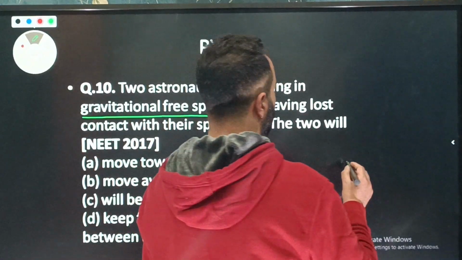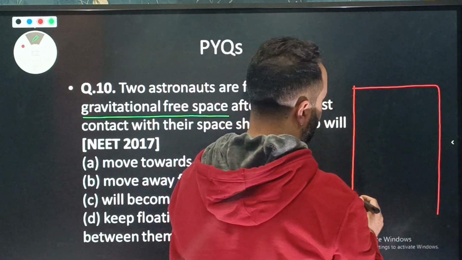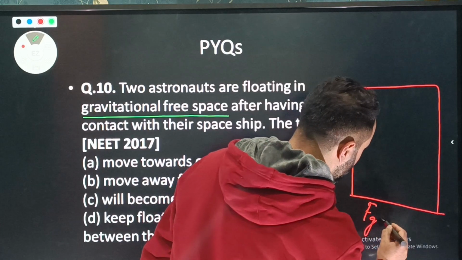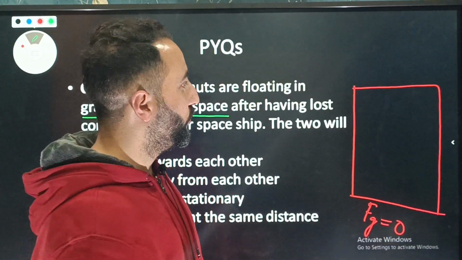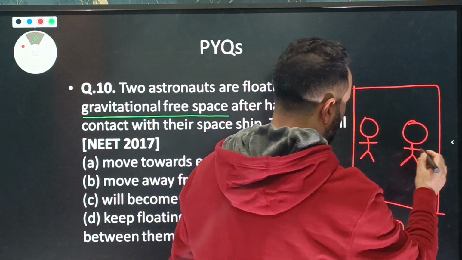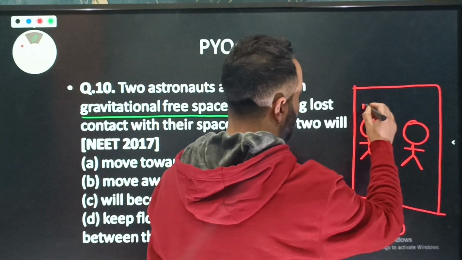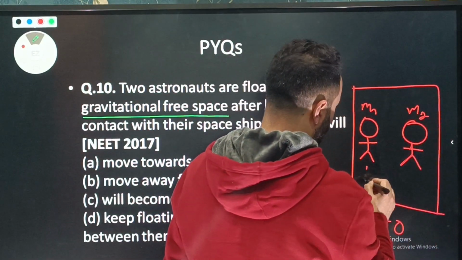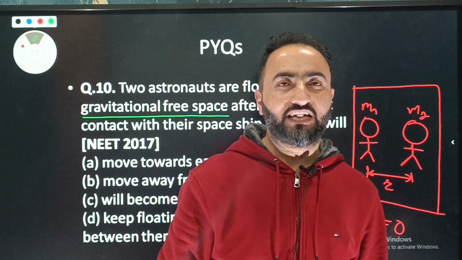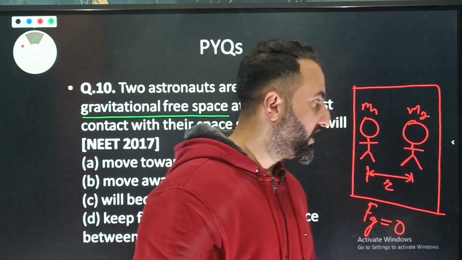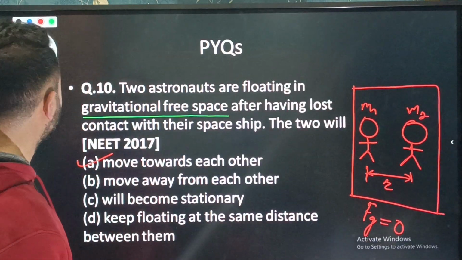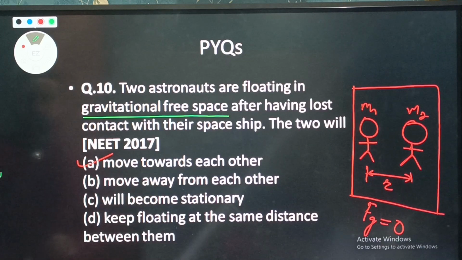Now it's obvious. Let's imagine this is the frame of reference. This is some space where the acceleration due to gravity, or the gravitational force, is equal to 0. That means the external force is equal to 0. Now there are two astronauts like this. Obviously they will have mass. Suppose the mass of this one is m1, the mass of this one is m2, and the separation between them is r. Will they attract or repel each other? Obviously they will attract each other, because gravitational force is always attractive in nature. So they will move towards each other. That's it, the problem is done. There's no rocket science in it.